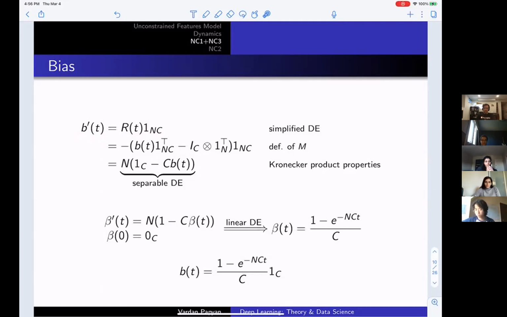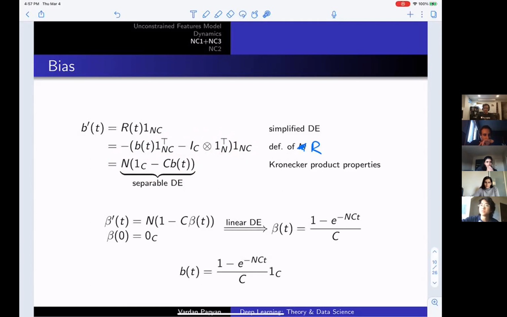Now, at this point, we can just plug in the definition of R, right? We plug in the definition of R, and then we get this thing here. And then using Kronecker products, this simplifies to this. So does anyone see how to go from here to here? How do we get there?